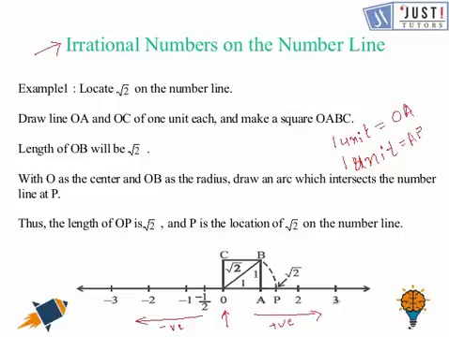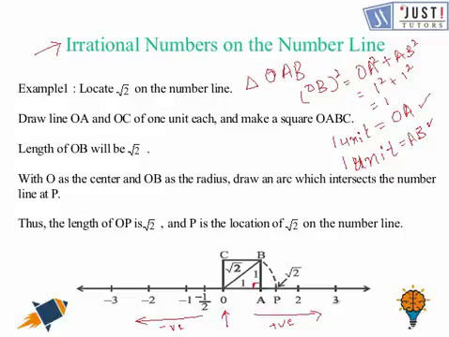Now if we join OB, this is 90 degrees, and we can see that OAB is a triangle. In triangle OAB, by using the Pythagoras theorem, we can say that OB square equals OA square plus AB square, which is OB square equals 1 square plus 1 square. Since OA is 1 unit and AB is also 1 unit, this equals 1 plus 1, which equals 2. So OB square is 2, or we can say OB is root 2.